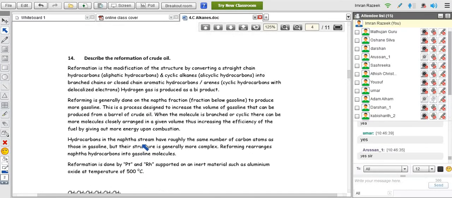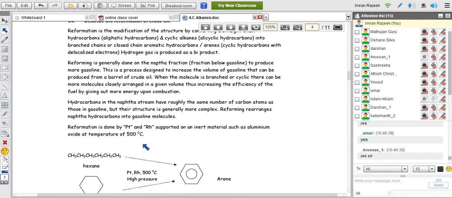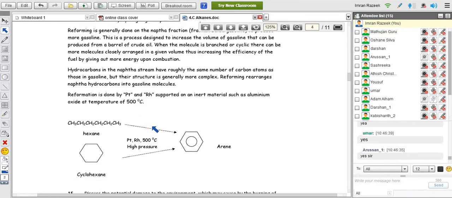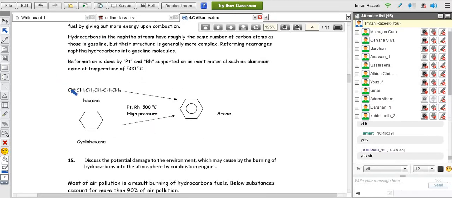Next is the reformation reaction. Now, reformation of crude oil is basically the modification of the structure by converting a long chain structure into a cyclic structure with a ring. Or a cyclic structure, we may further condense it by making a ring in the middle. We'll be starting about these ring structures in A2, right? This is a benzene ring, for example. So when you convert long chain ones into cyclic ones, it is known as reformation.